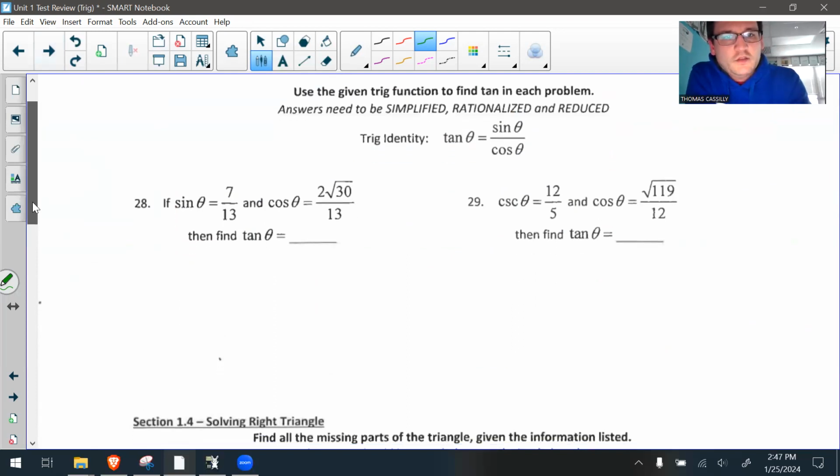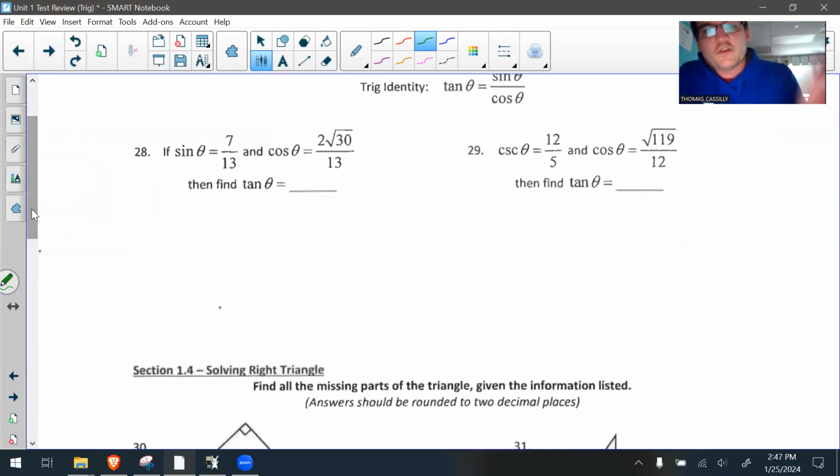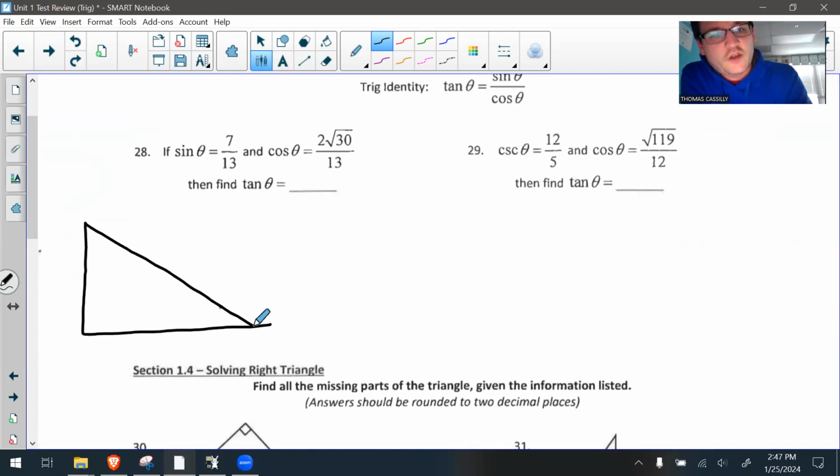Let's look at this first one. Think about it, it's all trig stuff. Trigonometry literally means the study of triangles, I think. So I'm going to draw a triangle. It does not matter where you put the theta, right?